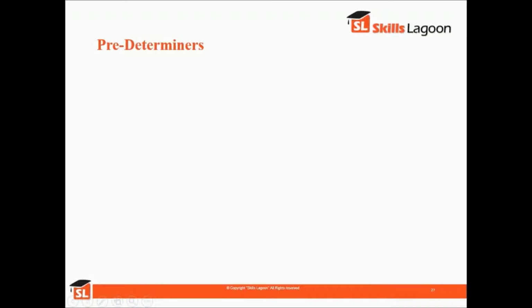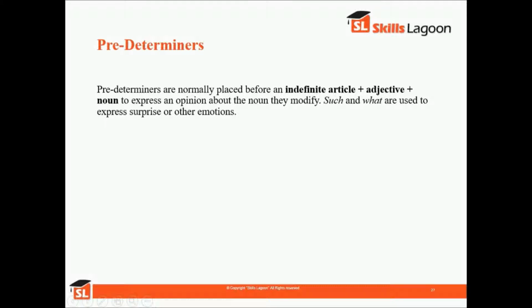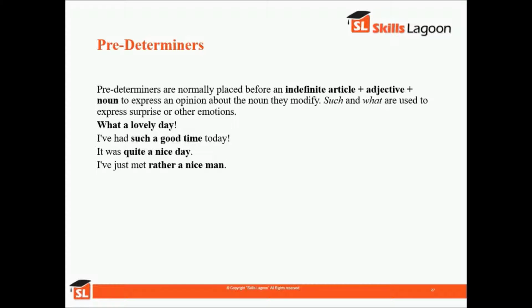The last one is predeterminers. Predeterminers are normally placed before an indefinite article plus adjective plus noun to express an opinion about the noun they modify. Such and what are used to express surprise or other emotions. For example: what a lovely day. I've had such a good time today. It was quite a nice day. I've just met rather a nice man.